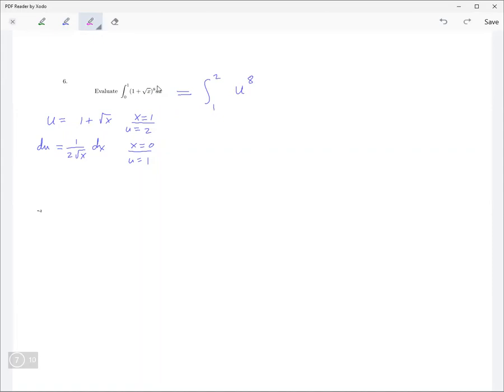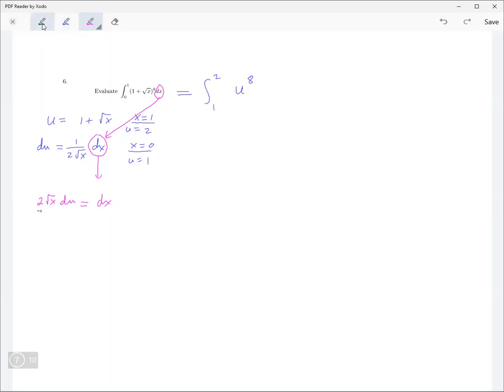Now, here's the tricky part. You've got this dx right here. How to handle that? So you come down to here. We can solve for dx here. That's going to be 2 times the square root of x du. But we can't just put this right here because that has an x. We can't have any x's.